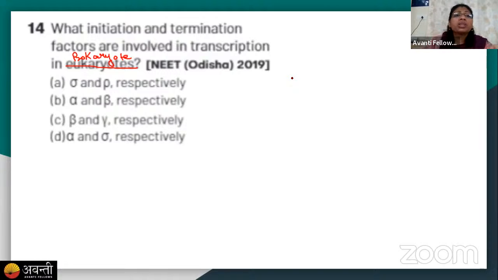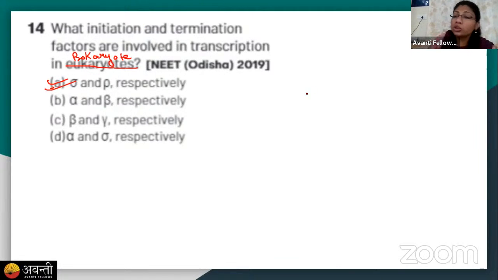Okay, so the answer for this question is option A, the sigma and the rho factor. The sigma factor binds to the promoter region to initiate the transcription, or we can say the polymerization of RNA, and the rho factor is used for the termination. By binding to the rho factor, the polymerization ends. So in prokaryotes we have the factors sigma and rho.